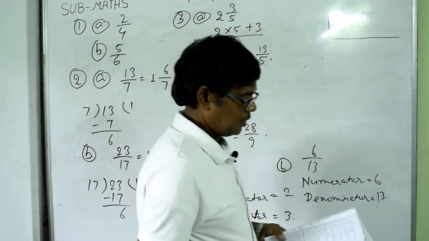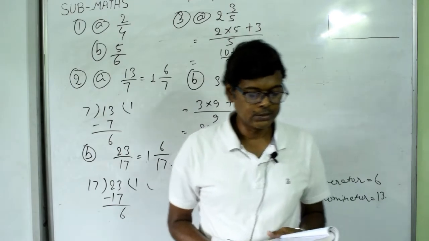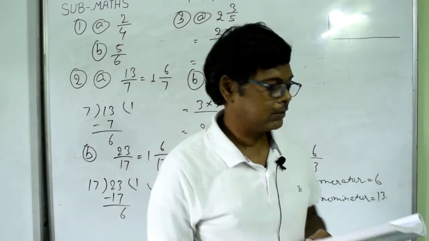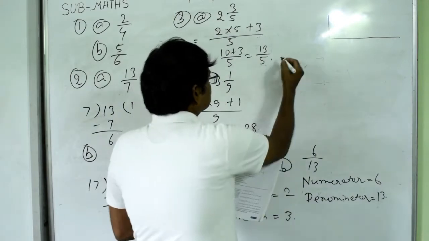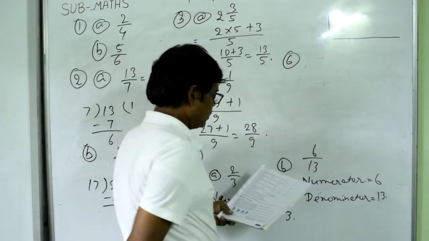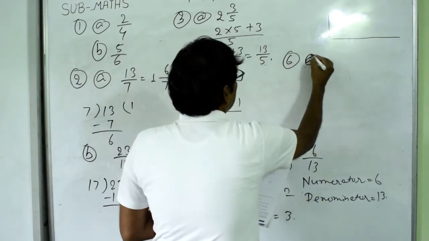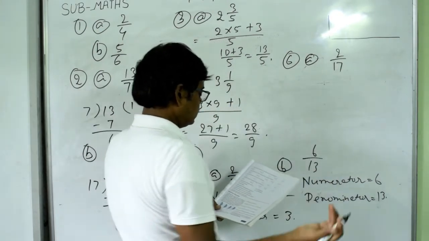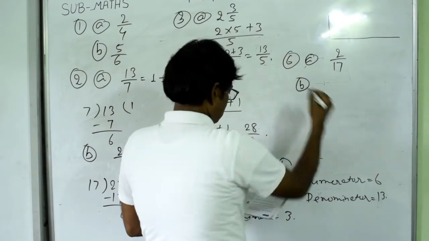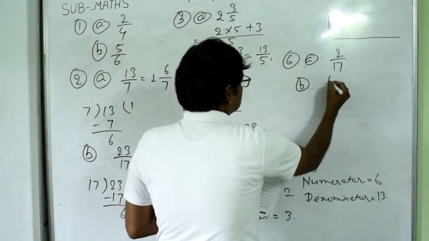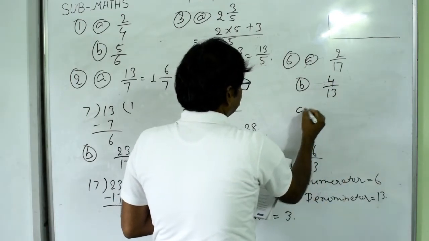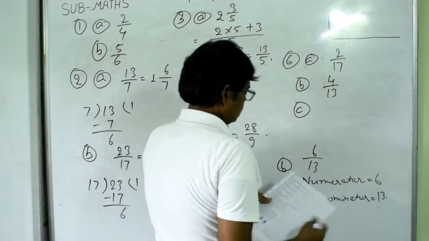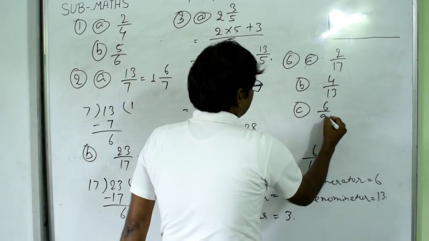And then question number 6, express the following as fractions. 2/17. Here you will write 2/17 as 2 by 17. Then question number B, it is 4/13, so it will be 4 by 13. Question number C, it is 6/9, so it will be 6 by 9.